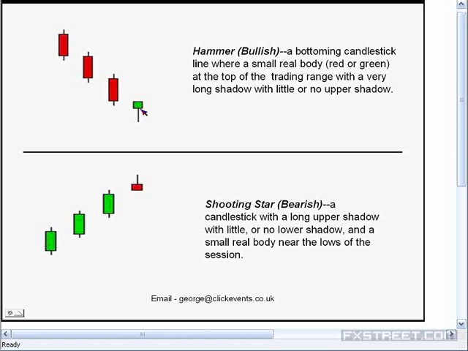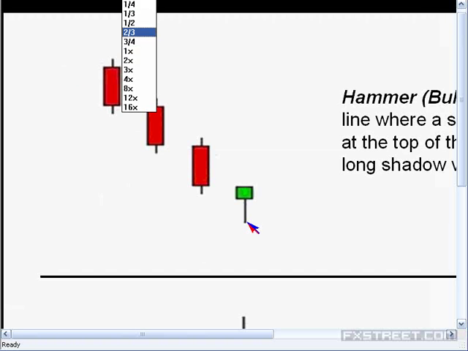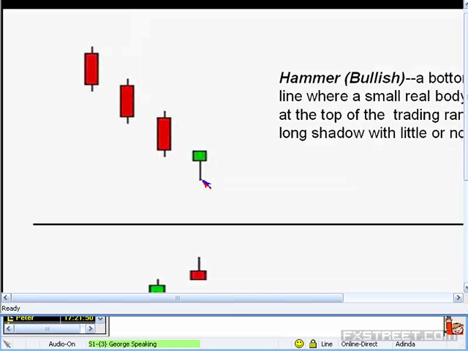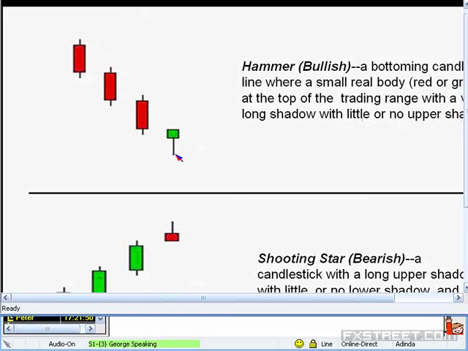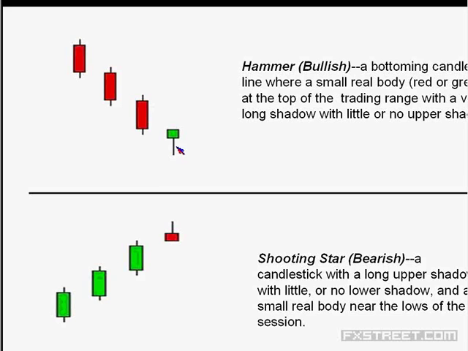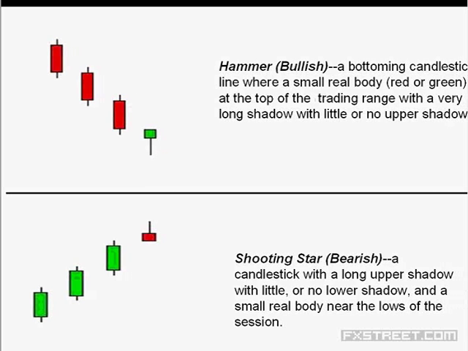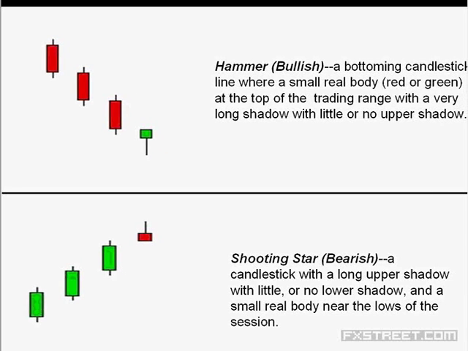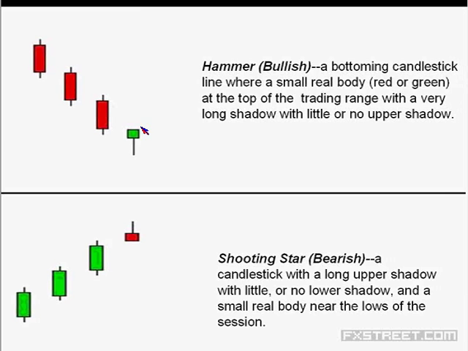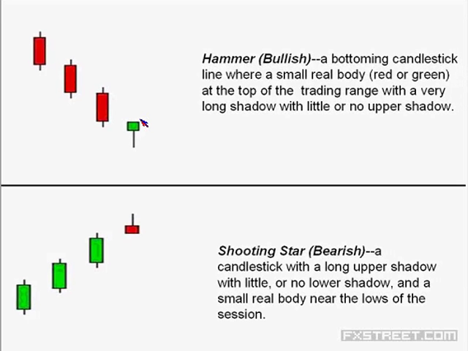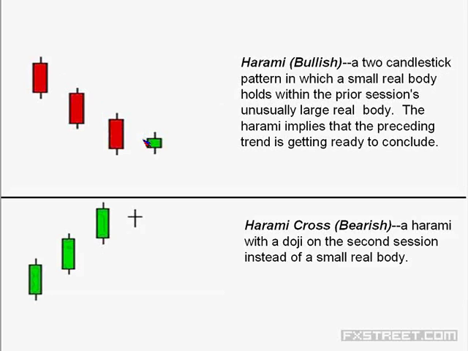But the key thing is the length of the tail. And the longer the tail, the better. The longer the tail, the more powerful the hammer. And that's a general rule which is well remembered. And if there is a fair old bit of green in here, then yes, again, it is probably providing a little bit more weight to it. But for me, the length of the tail is the important feature.